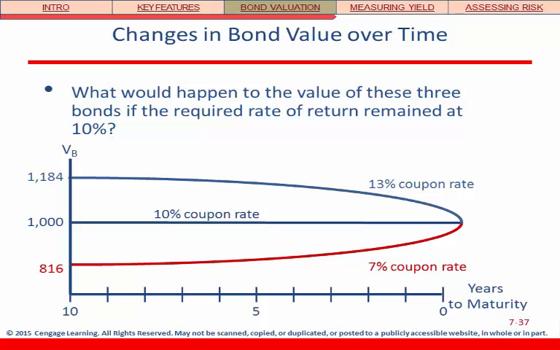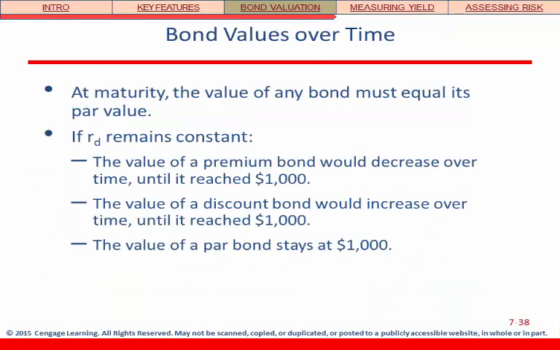The reason should eventually become obvious. Remember that once that bond matures, you're going to get your $1,000 back, right? So as you approach maturity, regardless of what your coupon rate is, you're going to approach $1,000. So it's important to remember that at maturity, the value of a bond must equal its par value, right? Regardless of what your coupon rate is, when you get to maturity, this bond's going to be worth $1,000. Now, if interest rates remain constant, the value of the premium bond will decrease over time until it reaches $1,000. The value of the discount bond is going to increase over time until it reaches $1,000. And the value of a par bond stays at $1,000.